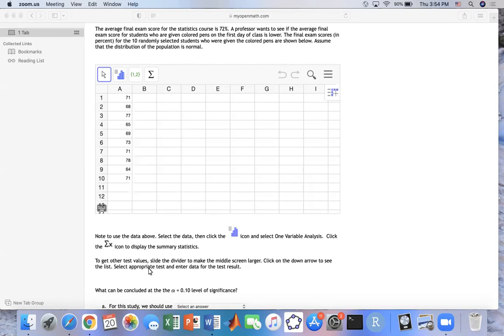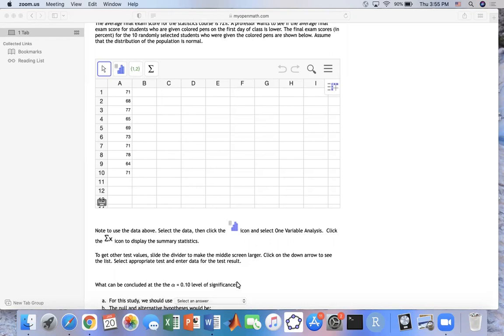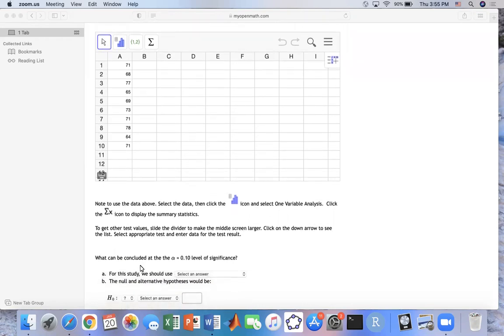So this part right here is the instruction on how to use this app. I'm going to walk with you through that part, but you can read over here. So here is the question: what can be concluded at the alpha equal to 0.1 level of significance?